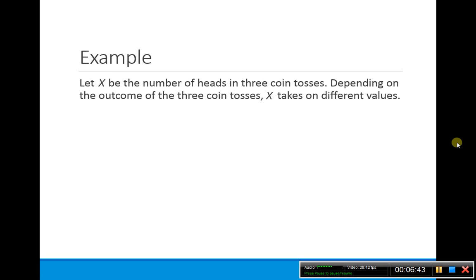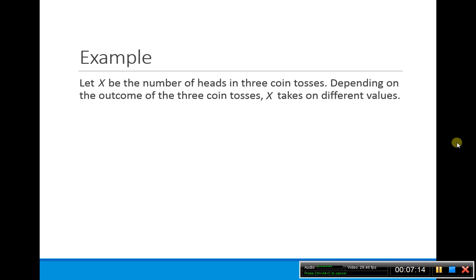So let's give a more concrete example. Let's consider 3 coin tosses. We're going to toss a coin 3 times in a row. Whether or not it lands on heads or tails is variable, right? It's a random event. So we're going to let X be the random variable that represents the number of heads that you can possibly get in a 3 coin toss. Depending upon the outcome of the 3 coin toss, capital X can take on different values.